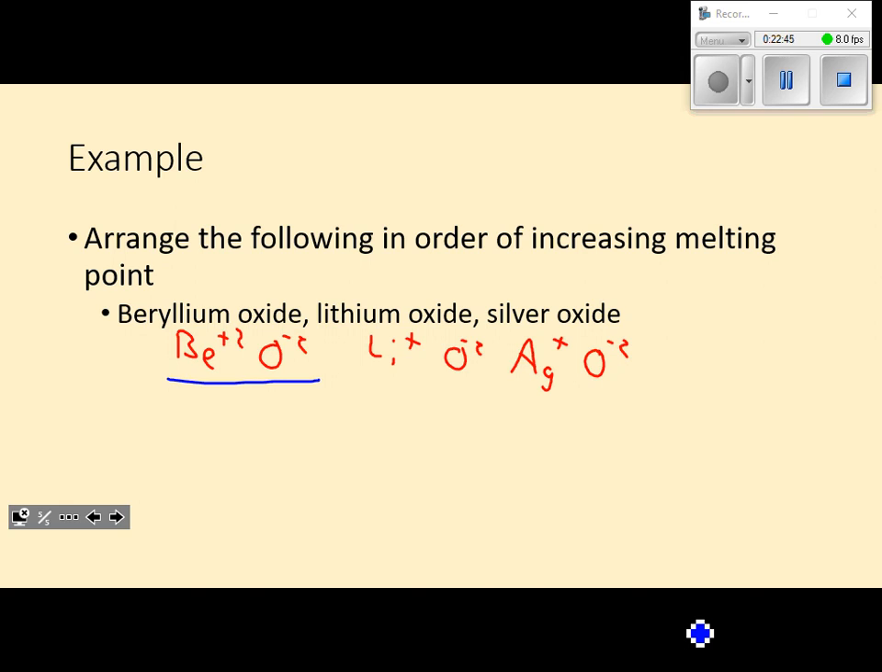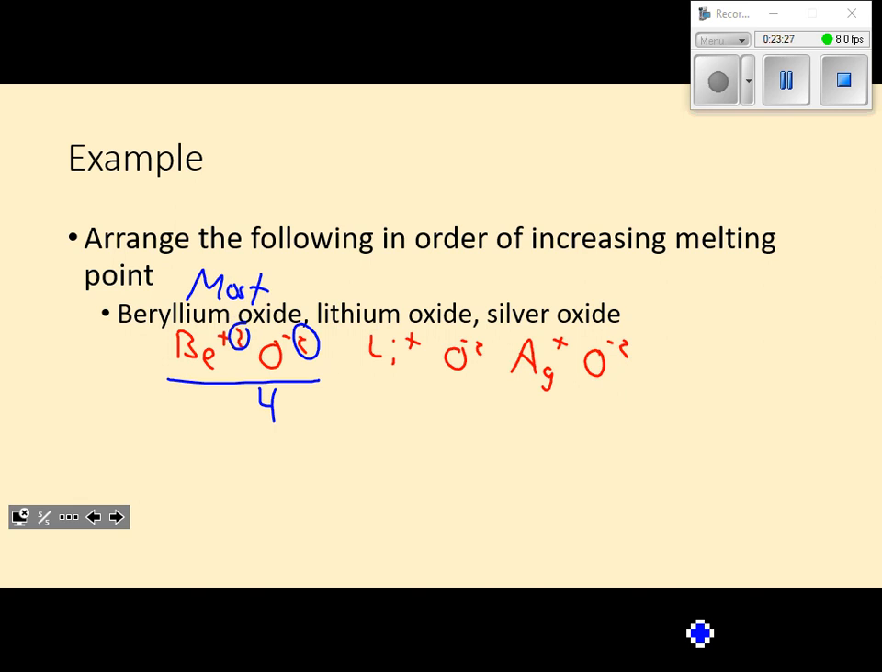On the previous slide when I referred to a charged product, if I were to multiply 2 times 2, the charge of this and the charge of that, that gives me a charged product of 4, as opposed to these other 2 only give me a charged product of 2. 1 times 2, 1 times 2. Bigger charges means more attraction. More attraction means more energy is required to break it apart. So based upon what I just showed, I know beryllium oxide is going to have the highest melting point. It's going to be the most attraction.